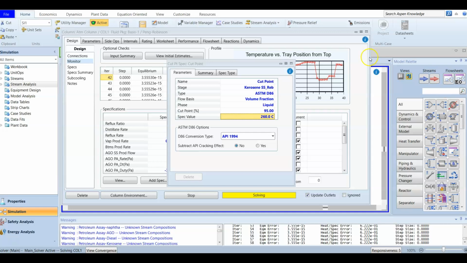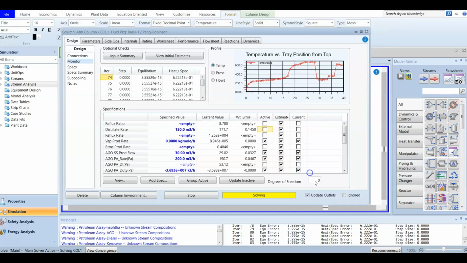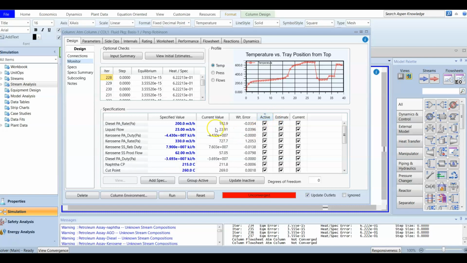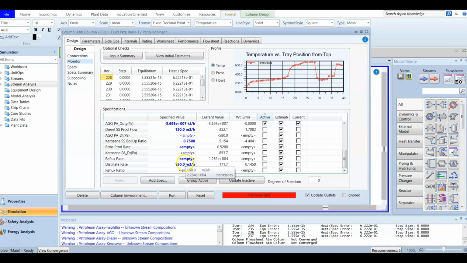Now it needs to run by itself. Okay, but it takes some time to solve, so I'm going to group the active to check. Okay, I'll stop it here, and I'm going to group the active to make sure that everything that I want to be checked is checked. Okay, so I have the distillate rate.